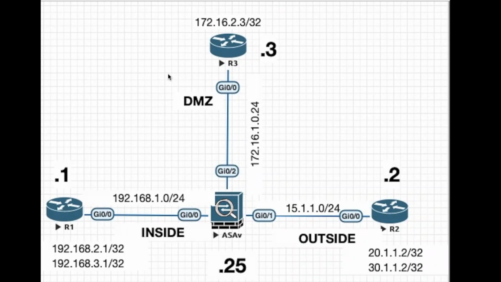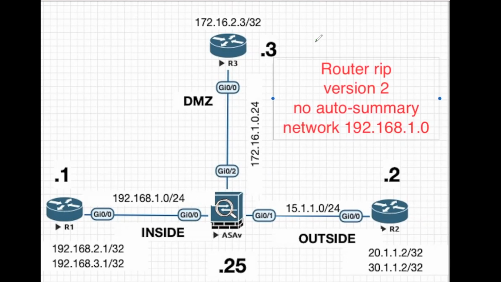In my previous video, I have already explained how to configure static routing in Cisco ASA Firewall. In dynamic routing, we are going to see RIP and OSPF. First, we are going to see RIP, Routing Information Protocol.